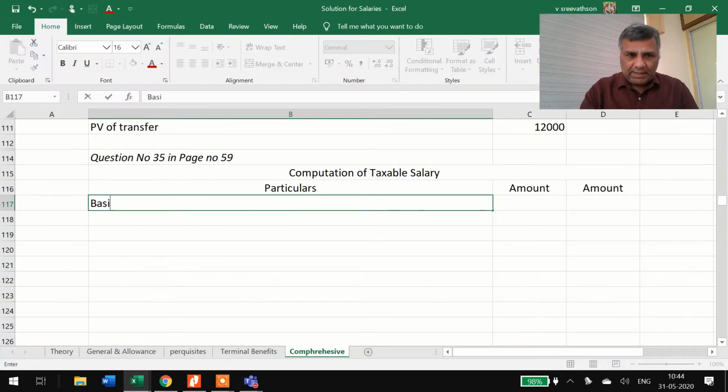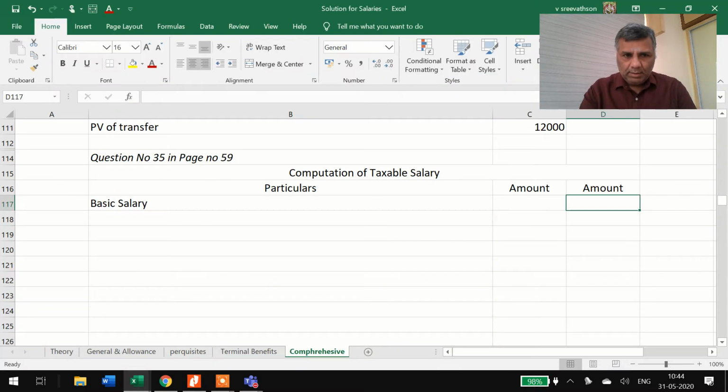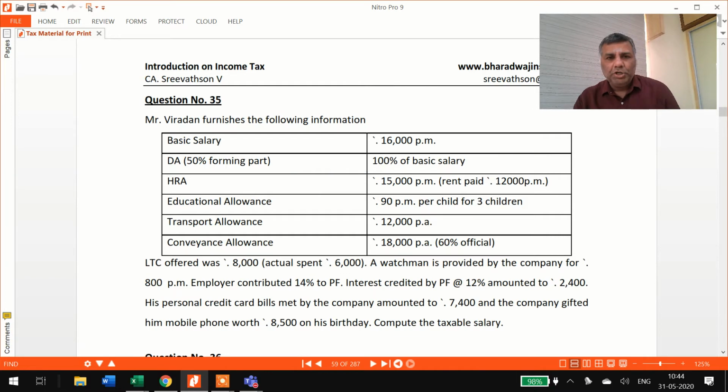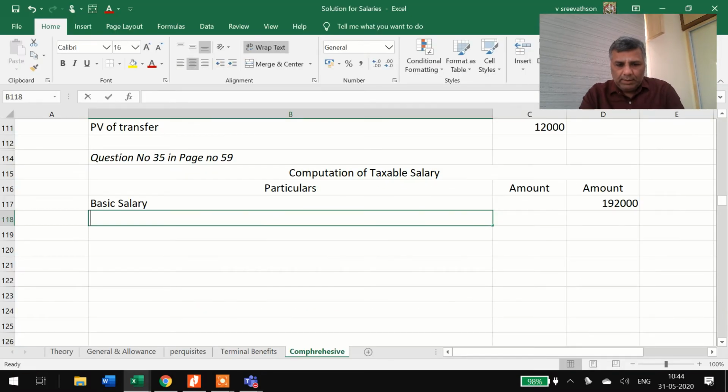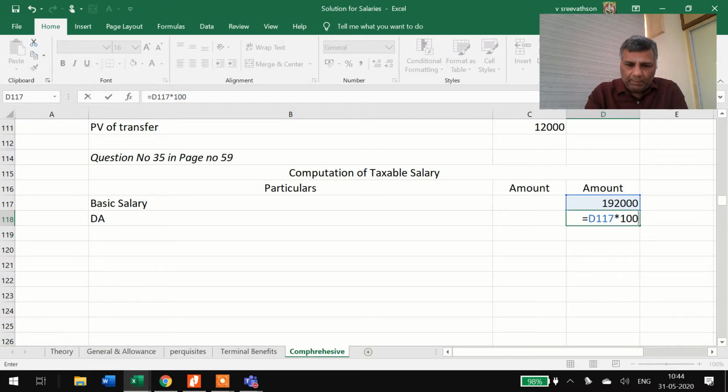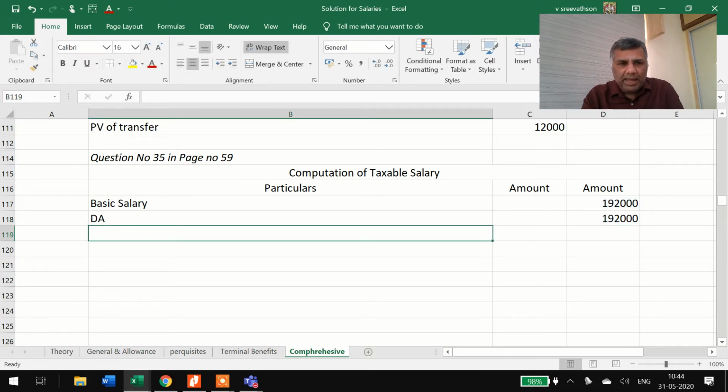Basic salary is 16,000 into 12, 1,92,000. DA is 100% of basic pay.